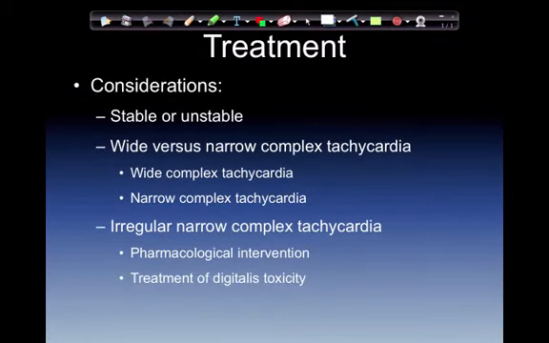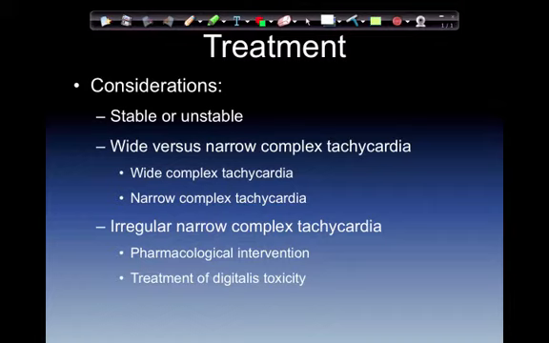Treatment considerations: stable or unstable. The first thing we should look at in any kind of tachycardia or bradycardia or any rhythm is, is the patient stable or unstable? We determine stability off of presentation of signs and symptoms and blood pressure. So if they have chest pain, shortness of breath, diaphoresis, and their blood pressure is 130 over 70, even though they are symptomatic, I am going to consider them stable at this point.